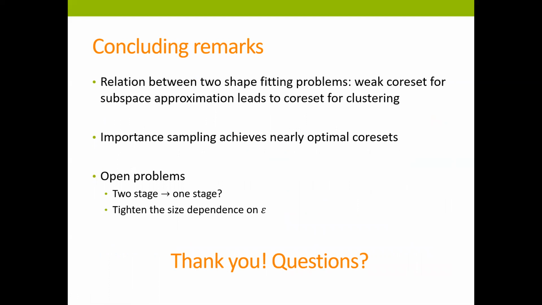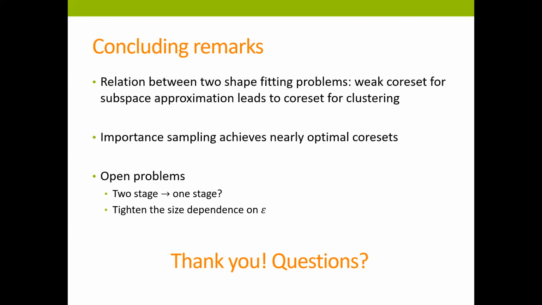Concluding remarks. Our paper reveals a relation between two well-known shape-fitting problems, clustering and subspace approximation. We show that a weak coreset for subspace approximation plus importance sampling leads to a coreset for clustering. This relation may have independent interest. And our results indicate that importance sampling is already very powerful and can achieve nearly optimal coresets.